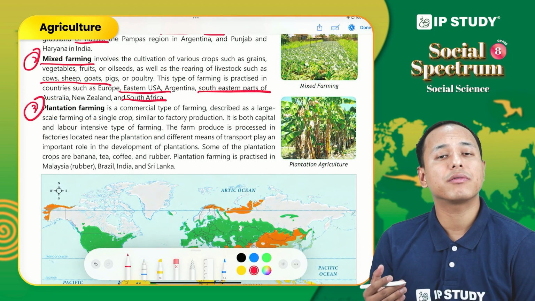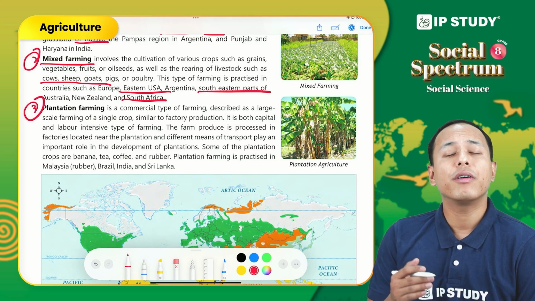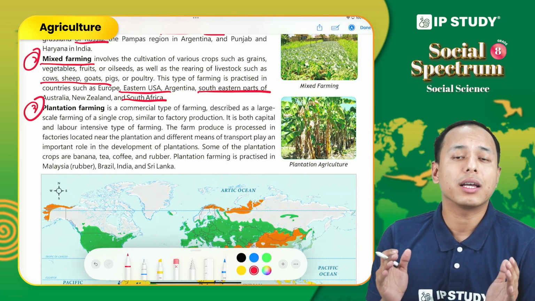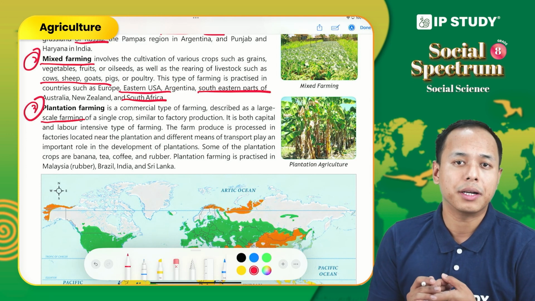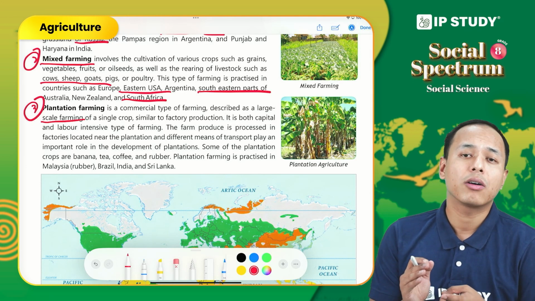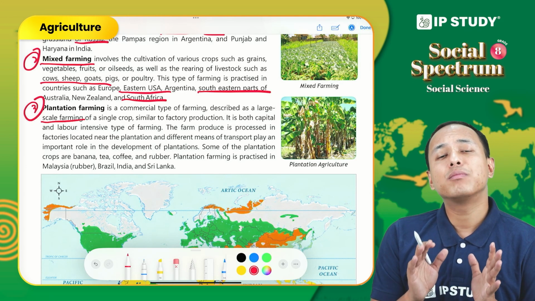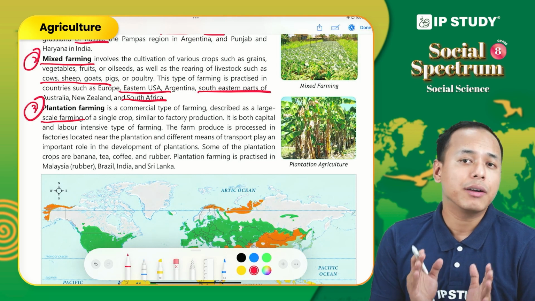Okay. So thirdly, we have plantation farming. So what is plantation farming? It is a type of commercial farming where a single crop is grown on a large scale, or it can be described as large scale farming of a single crop, be it rubber, banana, or coffee. So it is both capital as well as labor intensive.